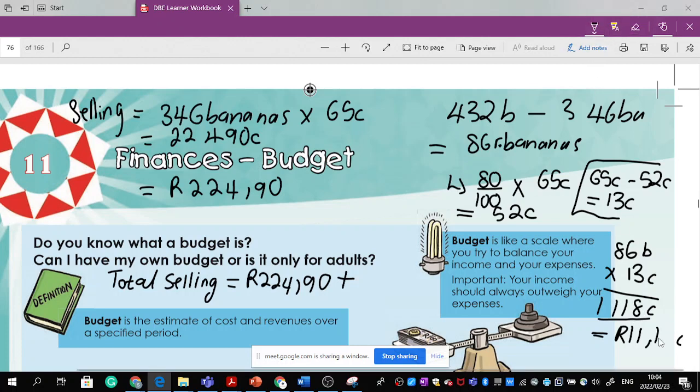Looks like we're heading at a loss here as well. So you add that 11 rands, 18 cents. Let's add 224.90 plus 11.18, which means our total selling price for the day is 236 rands and 8 cents.